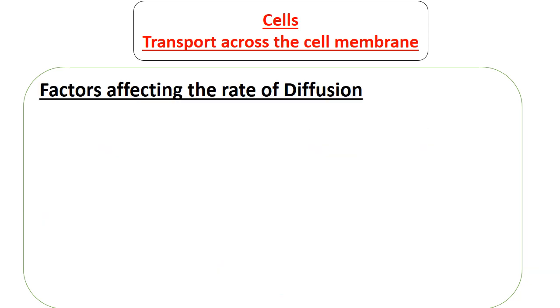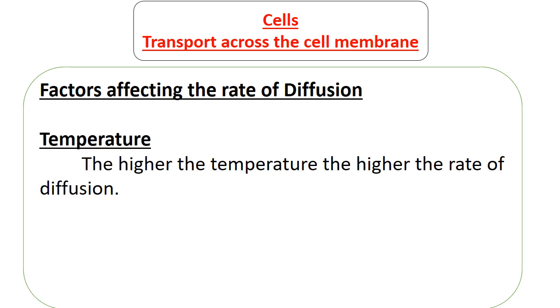What are some of the factors that affect the rate of diffusion? The rate of diffusion is how fast particles or molecules diffuse or move from one area to another. The first factor is temperature. The higher the temperature, the higher the rate of diffusion. So when it's hot, molecules move faster than when it's cold. The other factor is concentration gradient. Concentration gradient is defined as the difference in concentration between two regions, like I've defined before.